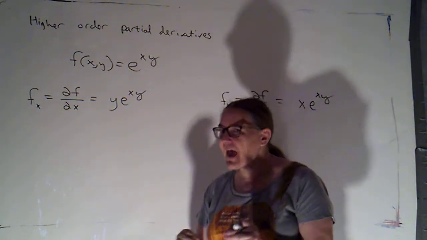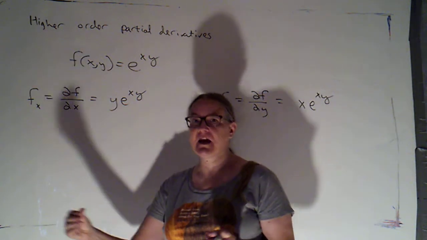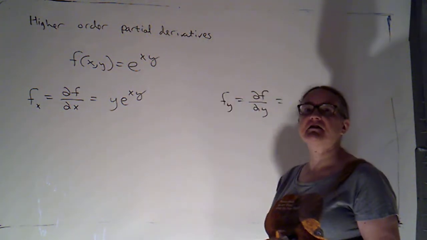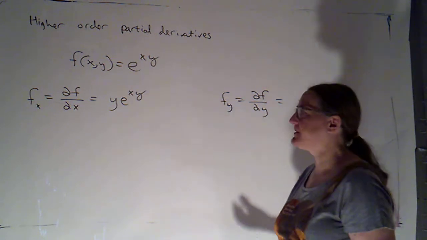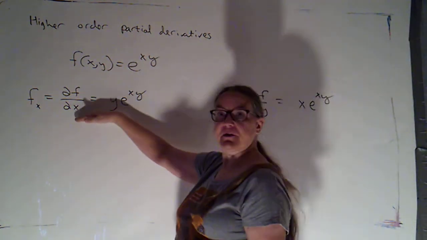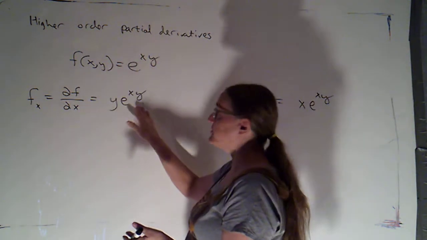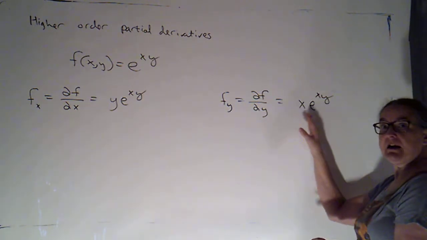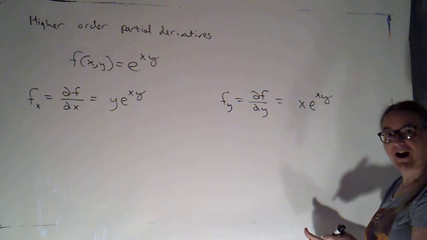So each of them is going to have two partial derivatives. What that means is that my function f is actually going to have four second partial derivatives, because I can take the first partial with respect to x, and then the second partial with respect to either x or y. Or I could take the first partial with respect to y, and then the second partial with respect to either x or y.